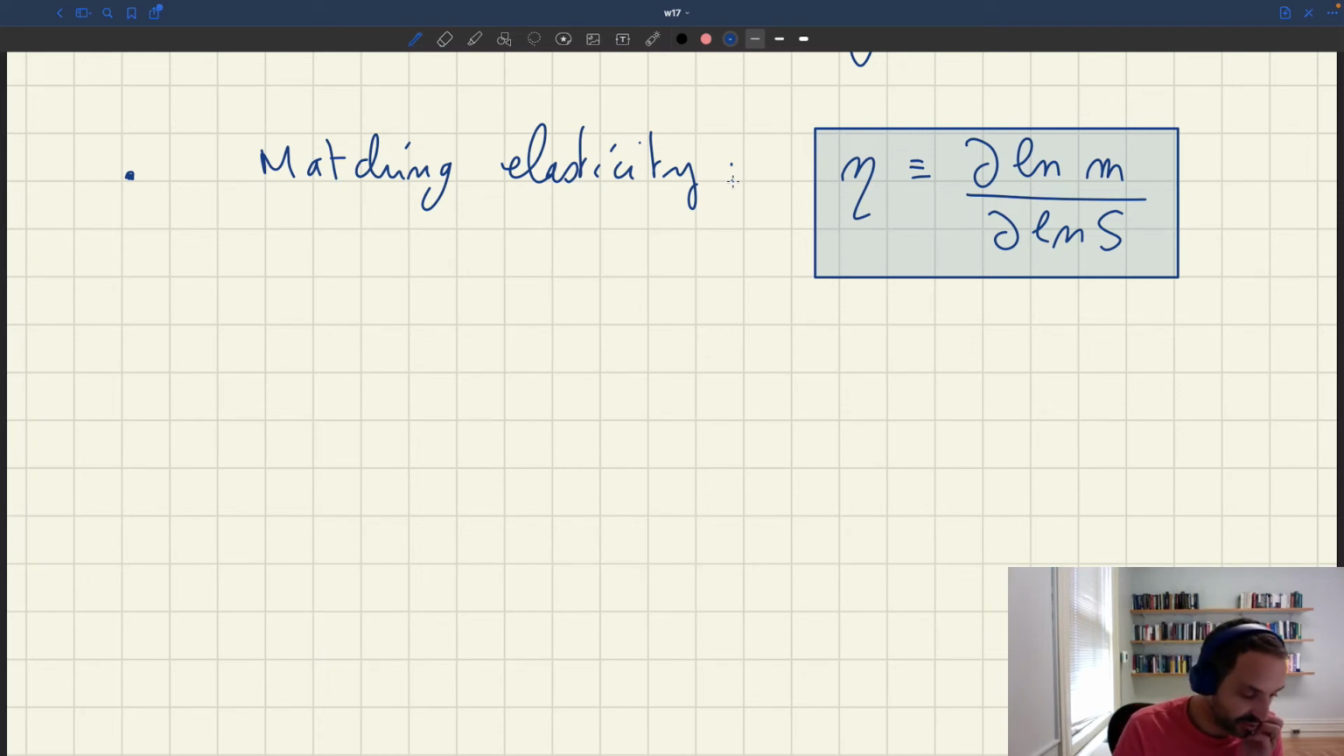And in the case of the Cobb-Douglas function, the matching elasticity is constant. It's one of the parameters of the Cobb-Douglas function. But with the CES matching function, it's actually not constant. It's going to vary with the tightness of the market. So it's good to be aware of that property. So let's compute the matching elasticity in the case of the CES matching function.